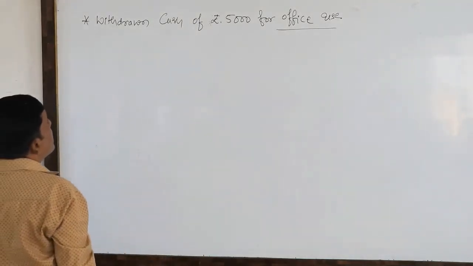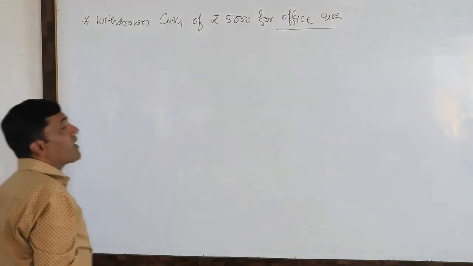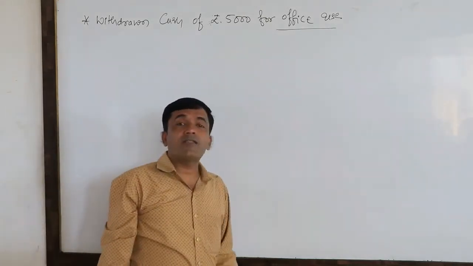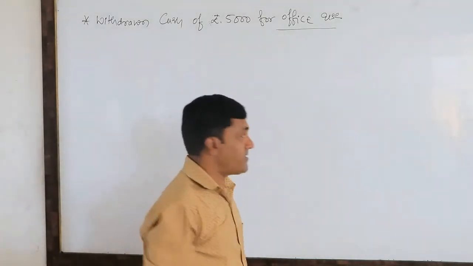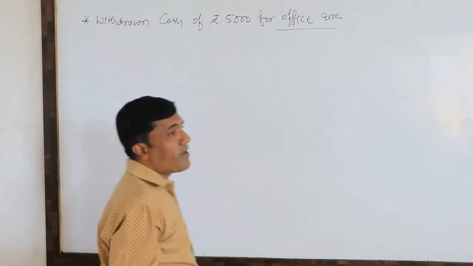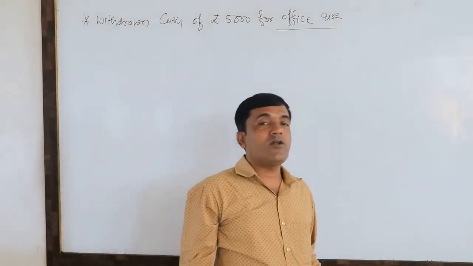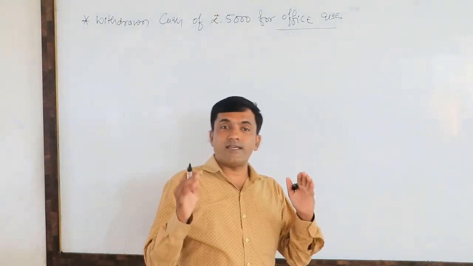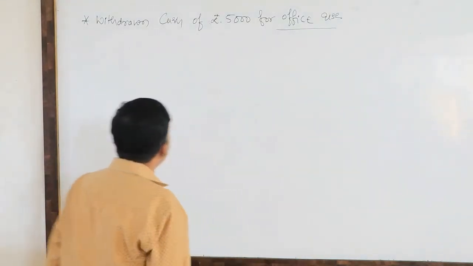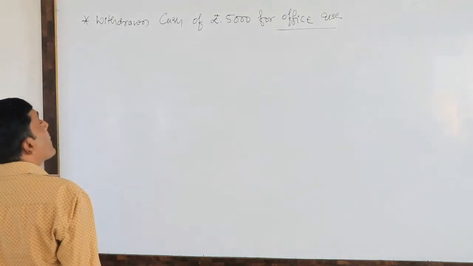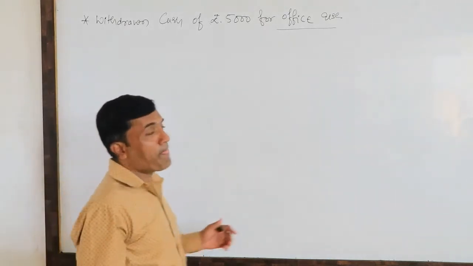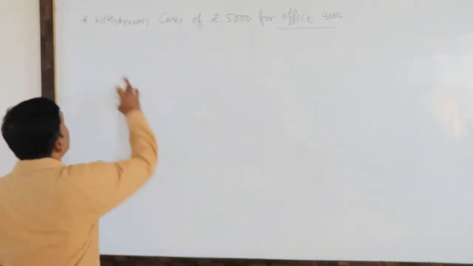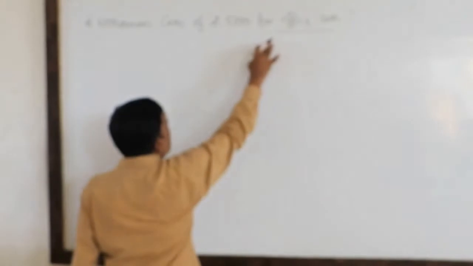Keep in mind, dear students, we being an accountant of the business, we are the representative person of the business. So here we need to work on behalf of the business only, not on behalf of the owner. We are not the owners, we are just an accountant of the business. Keep in mind. Look at this example: withdrawn cash of rupees 5,000 for office use.